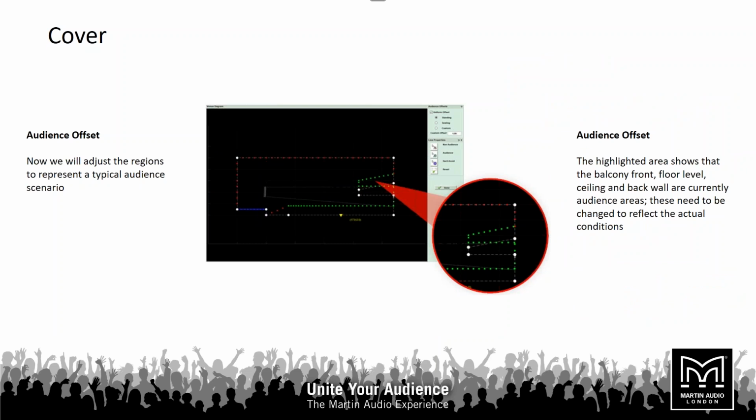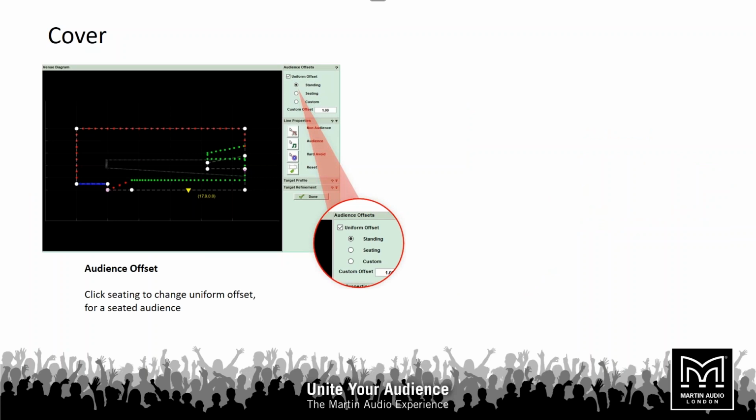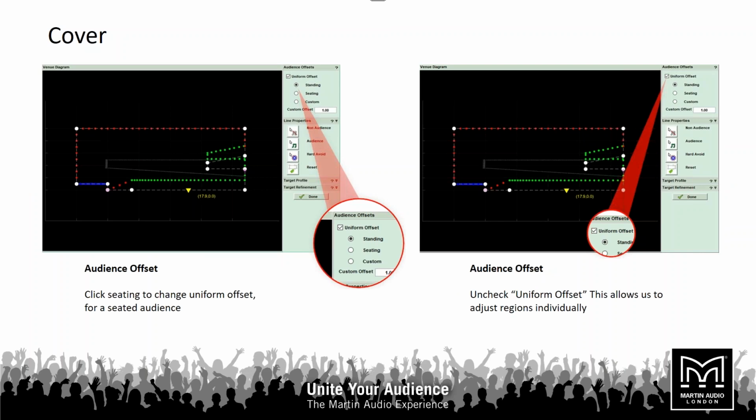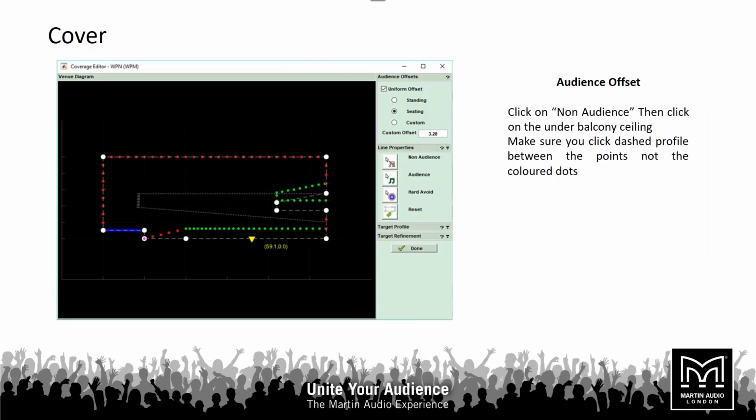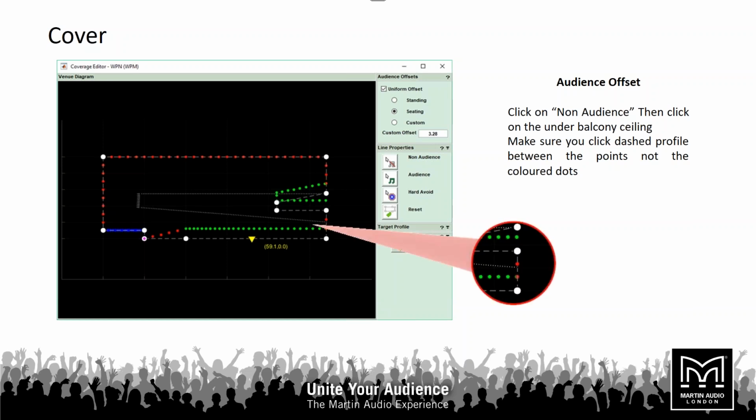Now we will adjust the regions to represent a typical audience scenario. The highlighted area shows that the balcony front, floor level, ceiling, and back wall are currently audience areas. These need to be changed to reflect the actual conditions. So what we do here is we click seating to change the uniform offset for a seated audience. And then we uncheck uniform offset. This allows us to adjust regions individually. Click on the non-audience and then click under the balcony ceiling. Make sure that you click the dashed profile between points, not the colored dots. Here they're changing from green to red.